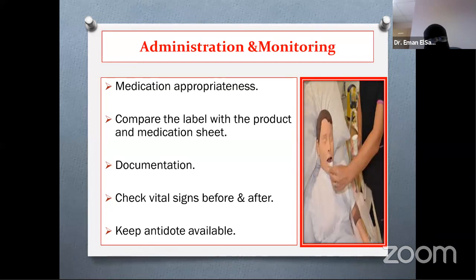Check vital signs before and after receiving high alert medication. Keep the antidote available in case of receiving the wrong medication. In case of a wrong high alert medication, take corrective action before reporting the medication error within 24 hours. After that, we take action for reporting after 24 hours, to collect the data and determine what error happened, why, and to whom.